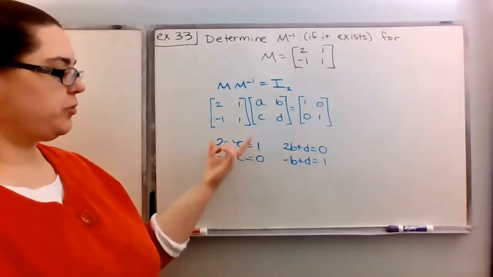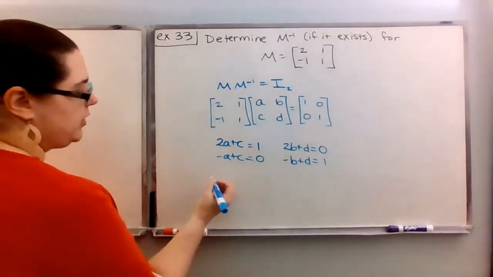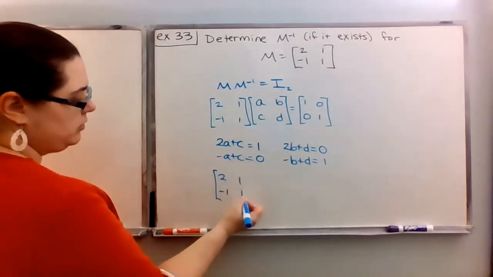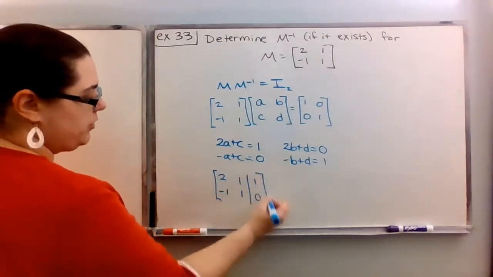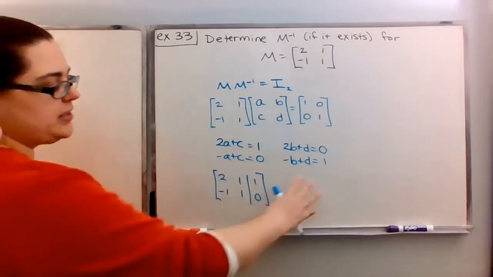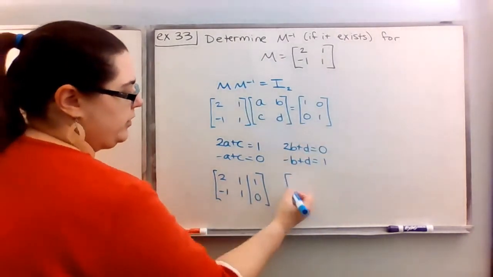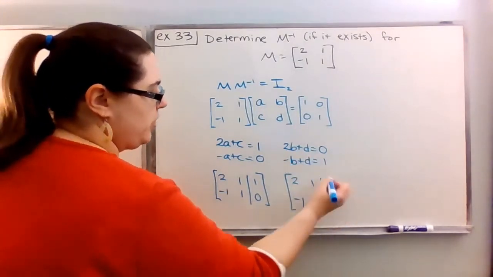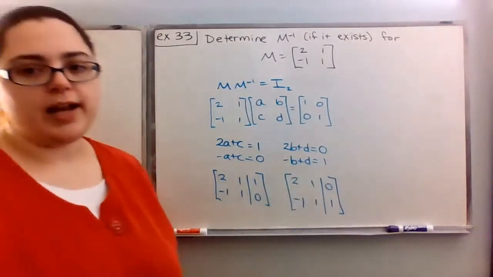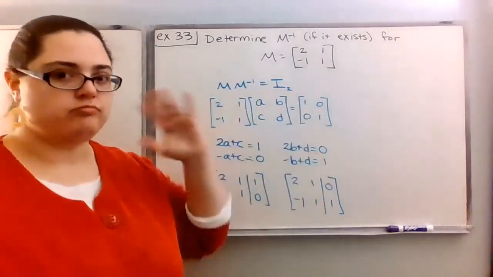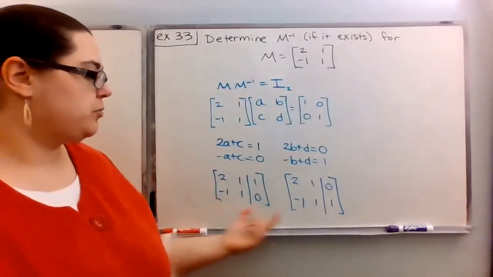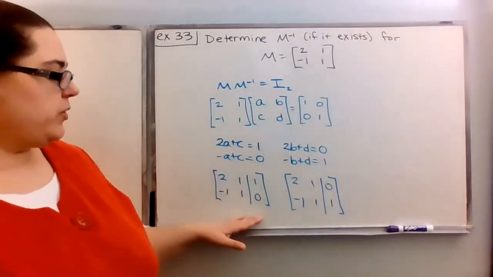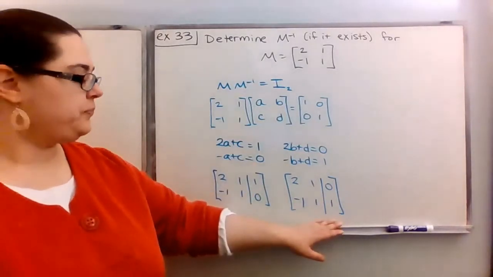So this system of 2 equations can be rewritten in matrix form as 2, -1, 1, 1, augmented with 1, 0. And this other system can be written as 2, -1, 1, 1, augmented with 0, 1. So now, instead of a big 4x4 system to solve, we have two 2x2s. Well, 2x3s if we count the augment. So we could row reduce this one and solve it, and we can row reduce this one and solve it.